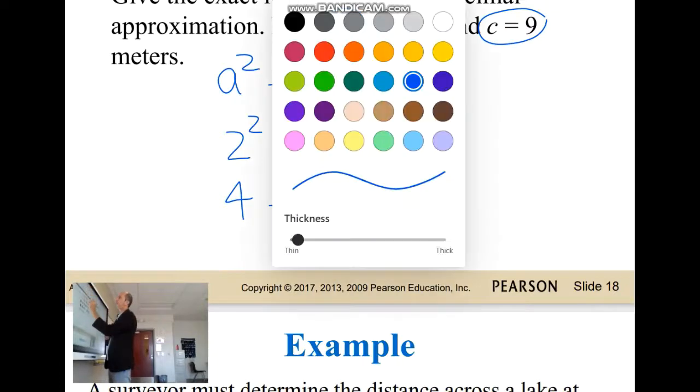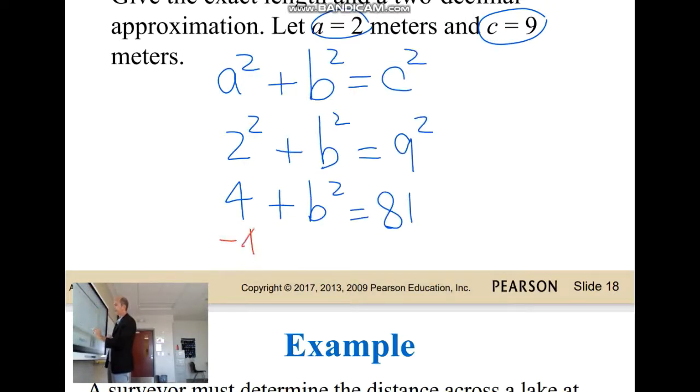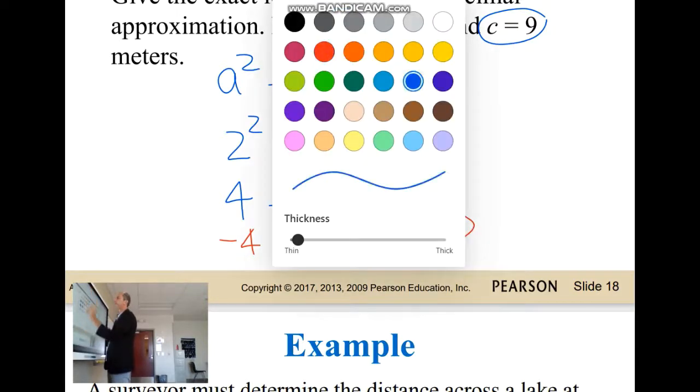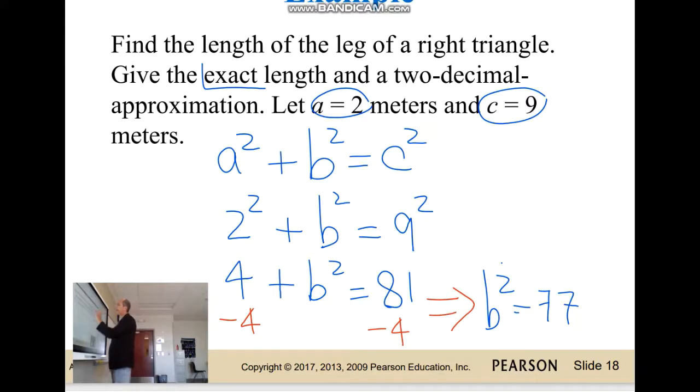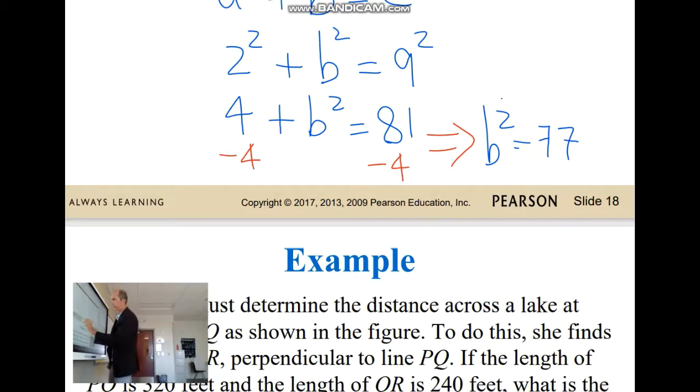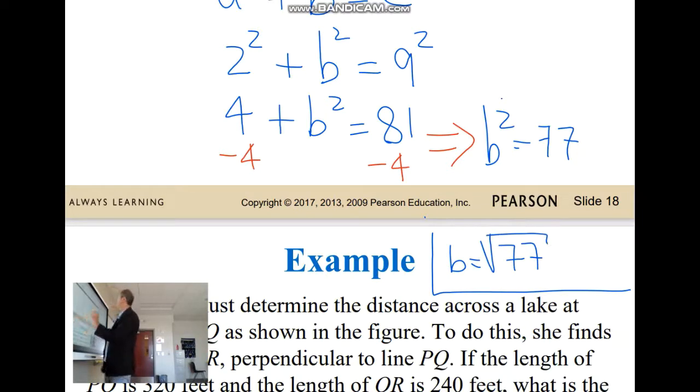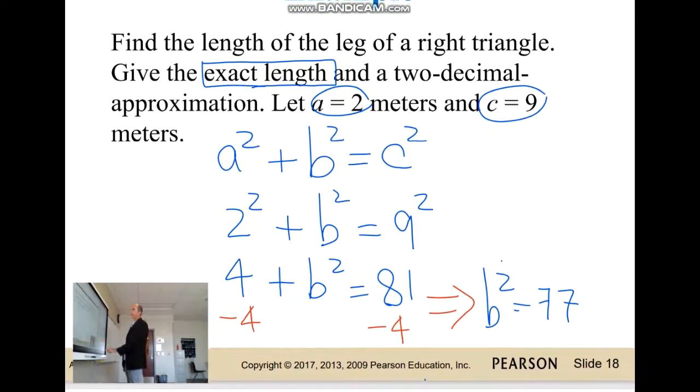Subtract 4 from both sides of the equation here to apply the addition property, right? And we will have b squared equals 81 minus 4, 77. And the question asks you the exact length, and the exact length is going to be b equals square root of 77. And this is in meters, right? Meters. And also the question is asking for a 2 decimal approximation.